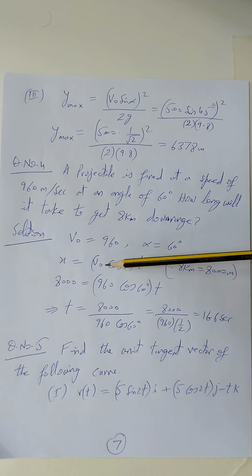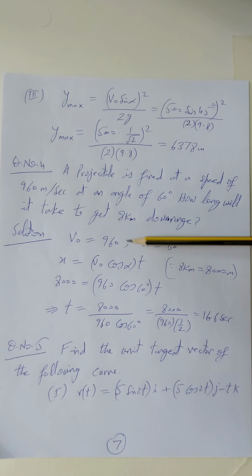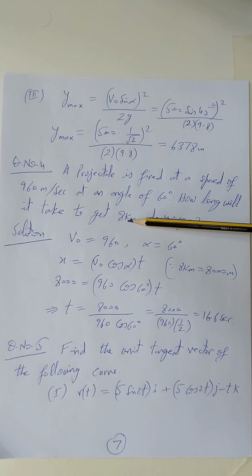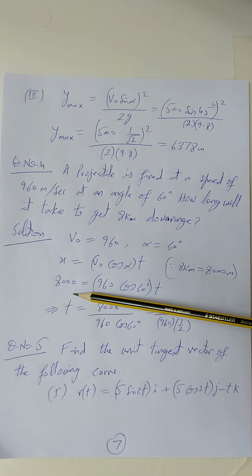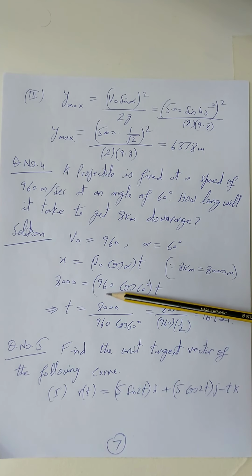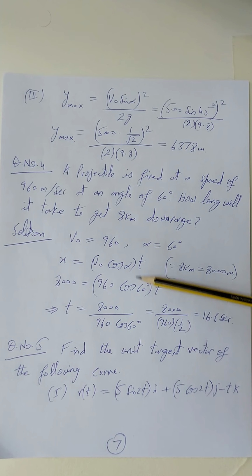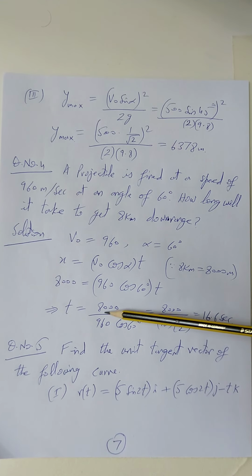Now, if you see the previous question, what was our x? x was v₀ cos α t. Again your x is given, which is 8 kilometers. You know 1 kilometer is 1000 meters, so 8 kilometers converted into meters will be 8000 meters. Therefore your x is 8000 meters, v₀ is given as 960, and the angle is 60 degrees. Then you can find the time t. If you simplify all this, it will be 16.6 seconds.